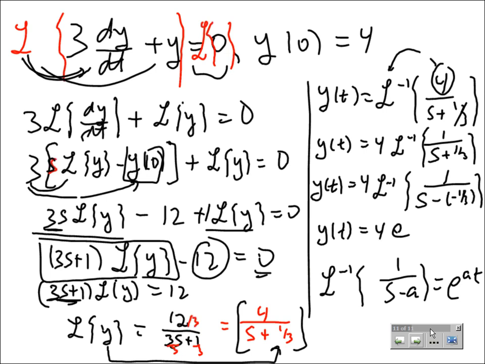So it's 4e to that number t, negative 1/3 times t. You can either leave it like that, or you can say e to the negative t over 3. So that's what y of t equals. Pretty nice. We solved a differential equation with an initial value by using Laplace transformations as well as inverse transforms. Try a couple more.